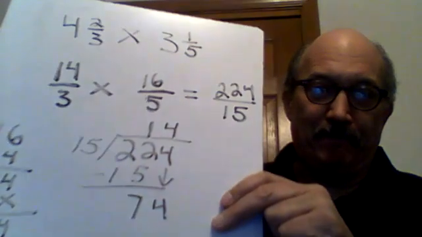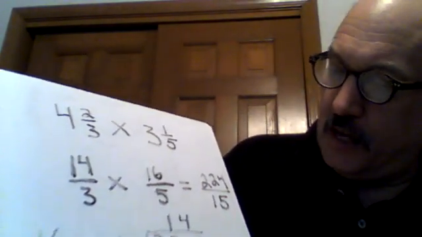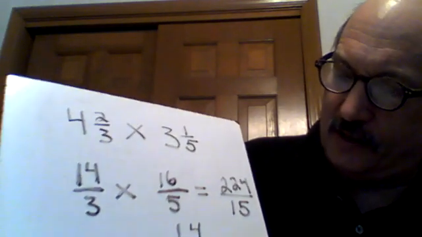We've only got 74 here. So we'll put a 4. 4 times 15 is 60. And subtract. That remainder will become the numerator of a fraction. See, the idea is 14 times 15 is, what's that going to be? I guess it's 14 less than this.